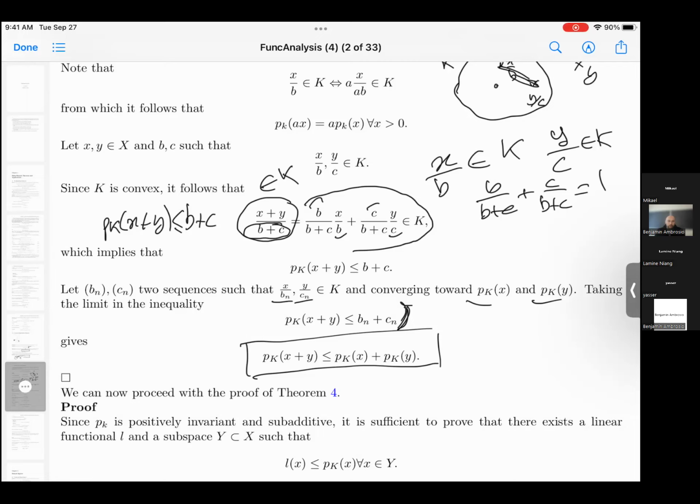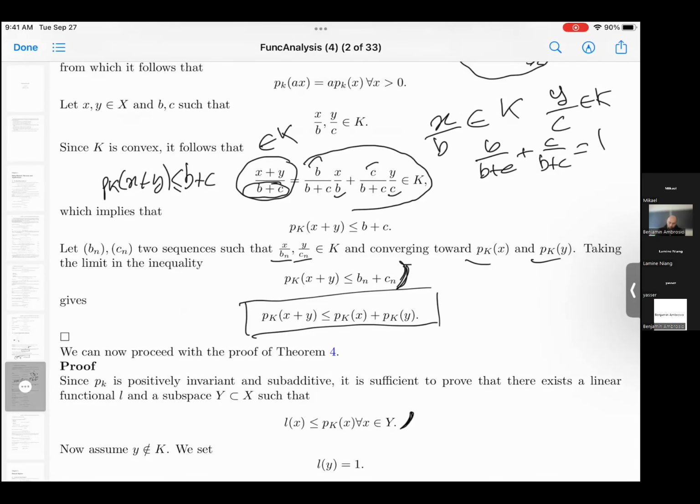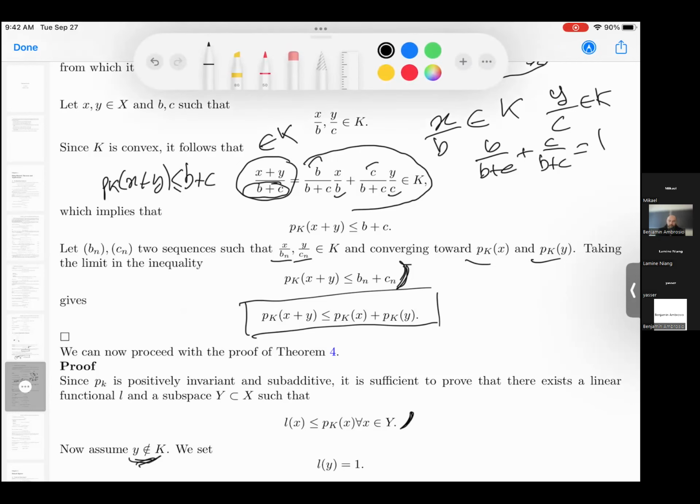Okay, so we are going to prove that there exists a linear functional L defined on a subspace Y of X such that L of x is less than Pk of x for all points in Y. So now, from the assumption in Theorem 4, we have one y that does not belong to K. And so let's set L of y equals 1.